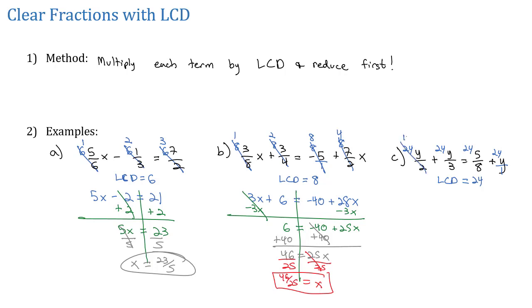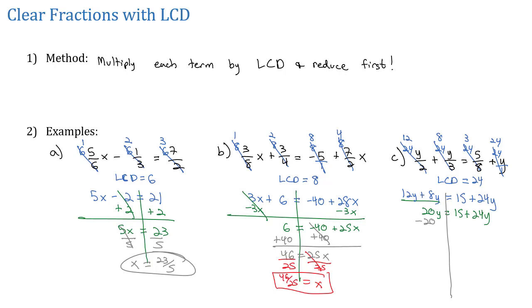Reducing, 24 over 2 is 12. 24 over 3 is 8. 24 over 8 is 3. And 24 over 1 is 24. So we have 12y plus 8y equals 15 plus 24y. Well, we have a little more simplifying we can do to combine like terms on the left side. That gives us 20y equals 15 plus 24y.